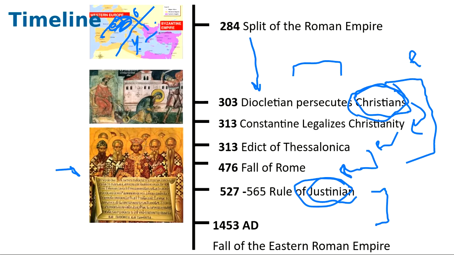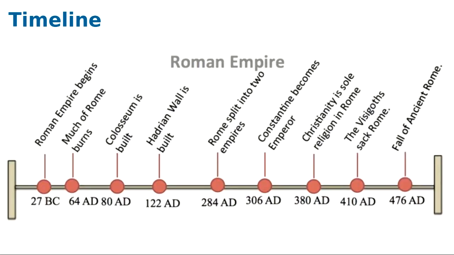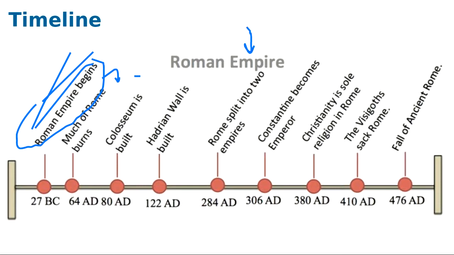So here's another timeline, which is very similar to the previous timeline. This timeline, I just wanted to go even further back, and we talked that here's where the Roman Empire begins, and sort of what we saw last time. We saw the fires and the Colosseum is built, but now this is where we start, and Rome splits into two because Constantine becomes emperor.